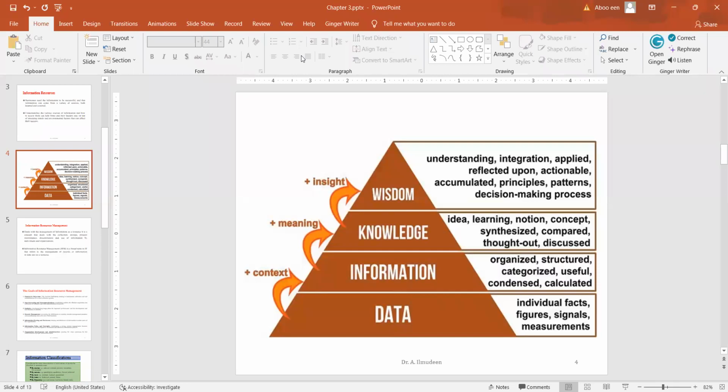Information resource management. To manage and control all of the resources. One managing platform to control all of the resources. To manage all of the resources, to produce information for the user. Okay.